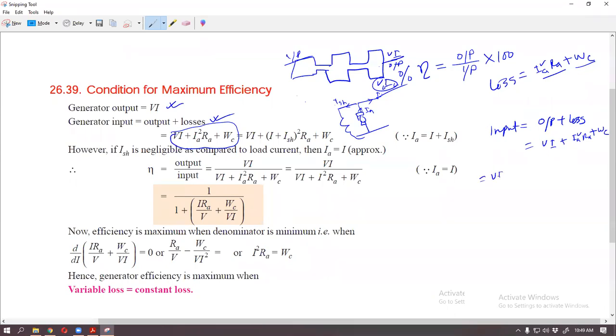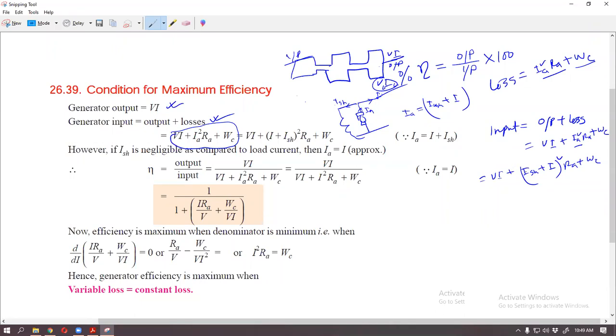then VI plus Ia is equal to, you know that Ia is equal to ISS plus IL or I. Okay, so just change this one. Ia is equal to ISS plus I, whole square Ra plus WC. Okay, all are clear?